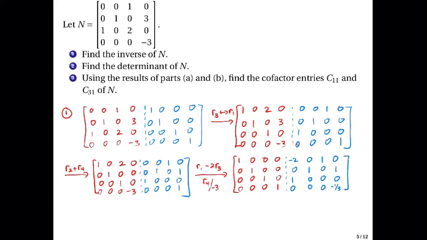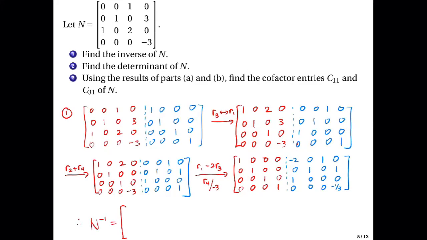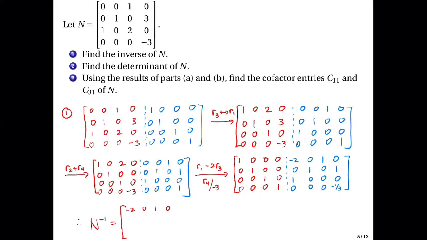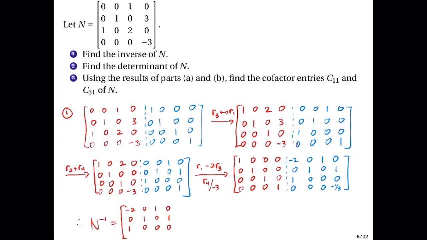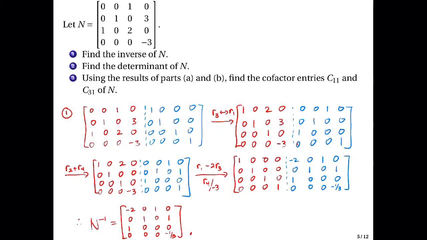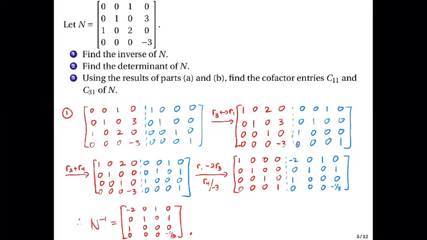So we have this. Therefore, N inverse is equal to the matrix, this guy here: negative 2, 0, 1, 0, then 0, 1, 0, 1, 1, 0, 0, 0, 0, 0, 0, negative 1/3. So this is our N inverse.